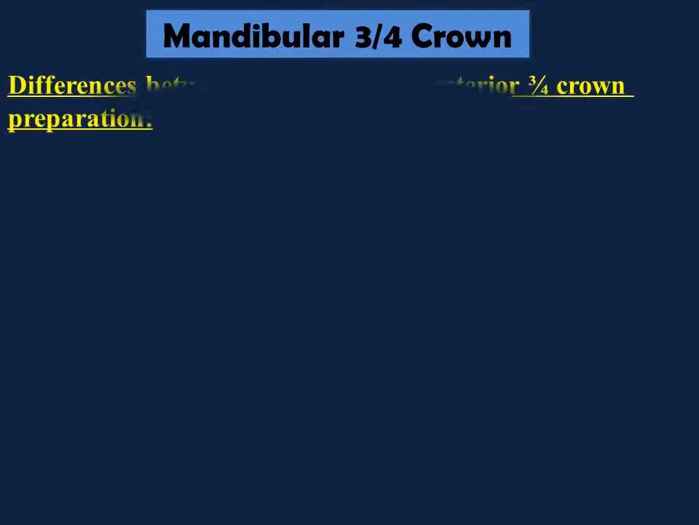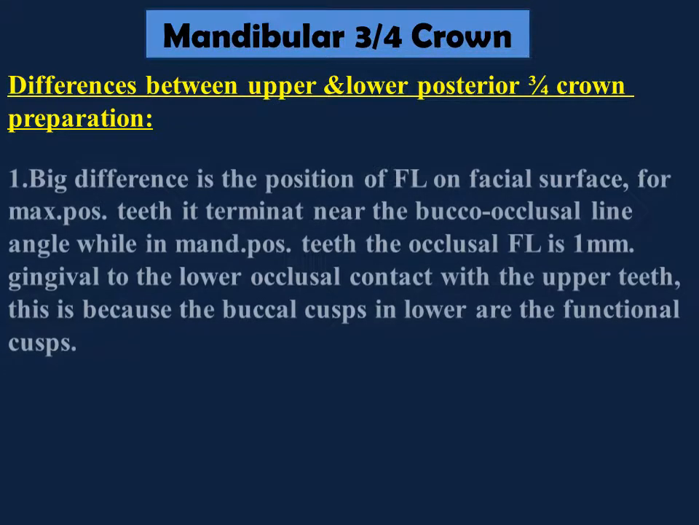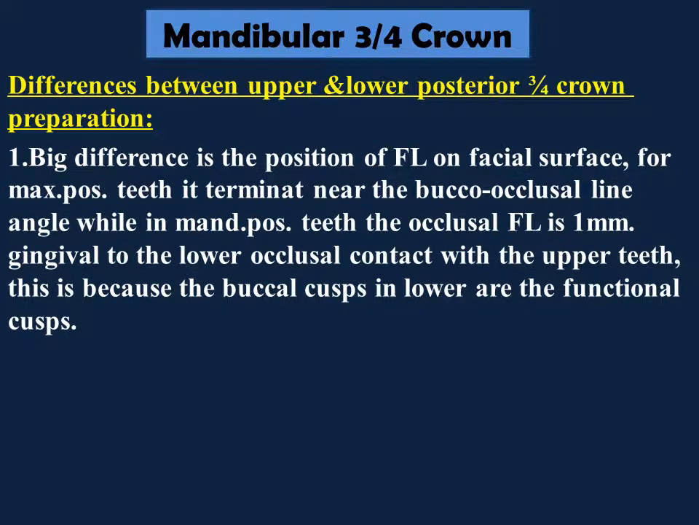Now I will talk about the 3/4 crown preparation for the mandibular posterior teeth. The preparation will be the same as for the maxillary posterior teeth, but there are some differences between upper and lower posterior teeth. The big and main difference is the position of the finishing line on the facial surface. For the maxillary posterior teeth, the finishing line will terminate near the buccal occlusal line angle, while in mandibular posterior teeth the occlusal finishing line should be 1 mm gingival to the lower occlusal contact with the upper teeth.